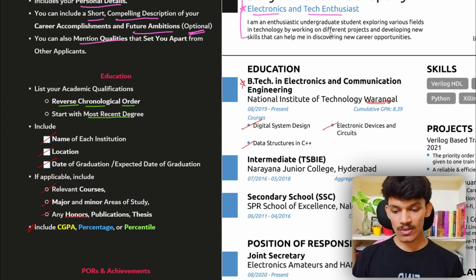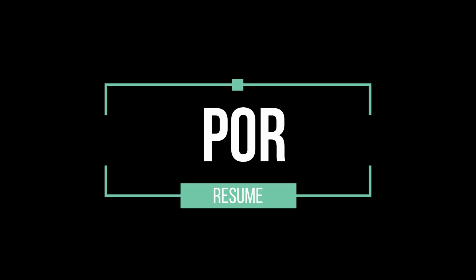You should also include CGPA, percentage and percentile for each of the education, whatever it is you have. So make sure to include them: the name of the institute, the location and the date of graduation. Make sure to include them in reverse chronological order in the education section.